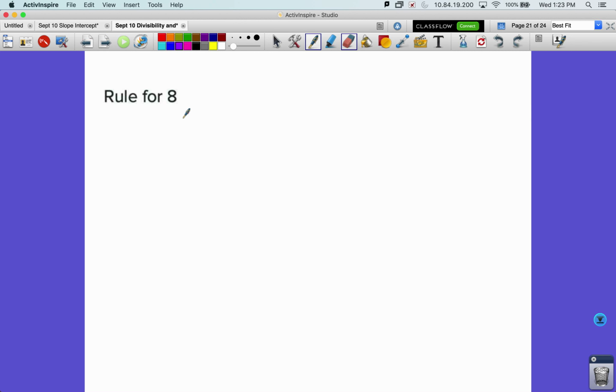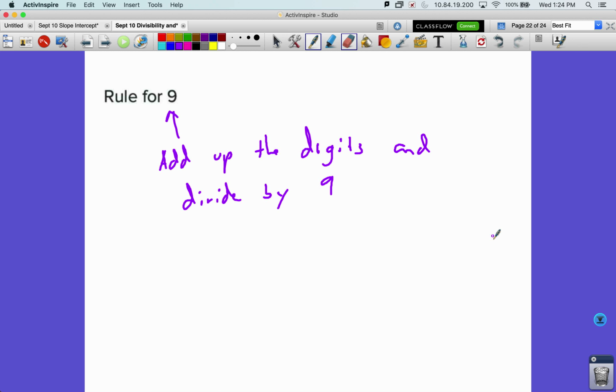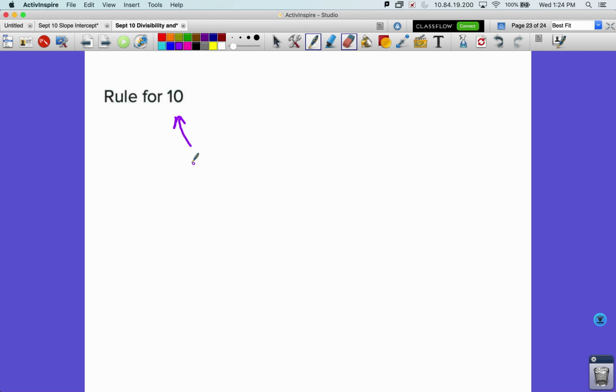All right, the rule for 8 is you check the last 3 digits. It's not a great rule, but it can save you some time if you've got a really big number. The rule for 9 is add up the digits, but this time divide by 9. So add up the digits and divide by 9. If you get a whole number, the original number is divisible by 9. Rule for 10, it has to end in a 0.